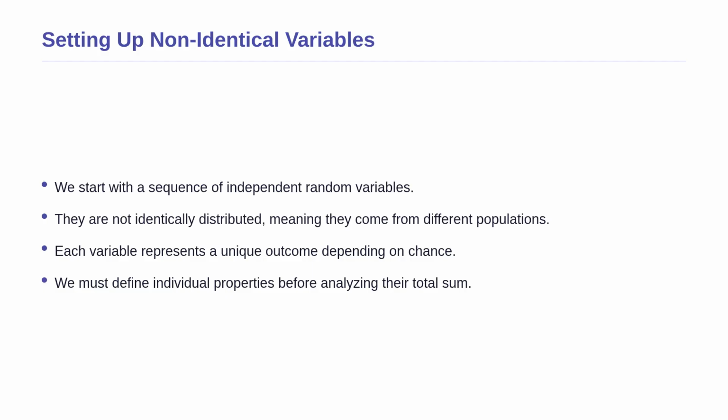Now that we understand the real-world problem, let us look at how we set this up mathematically. We start with a sequence of independent random variables. Because they are not identically distributed, we cannot assume they share the same underlying population. Each variable represents a unique outcome that depends on chance. To handle this mathematical diversity, we must define the individual properties of each variable separately before we can even attempt to analyze their total sum.